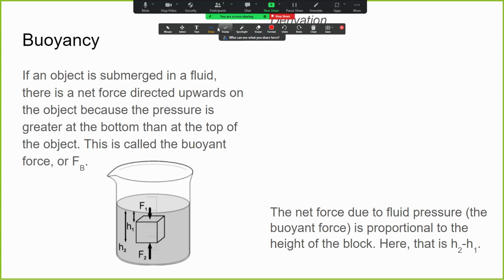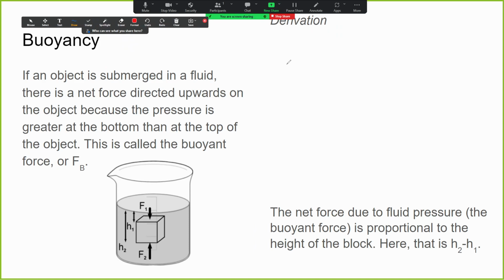Okay. So let's derive this really quickly. Buoyant force is going to be the difference between the two forces, F2 and F1. F2 is the force pushing back up in opposition to F1, which is pushing down. So this is going to be F2 minus F1. We know that force is equal to pressure times area, so we can define this as P2 A minus P1 A, and they're the same A because it's the same object that we're talking about.